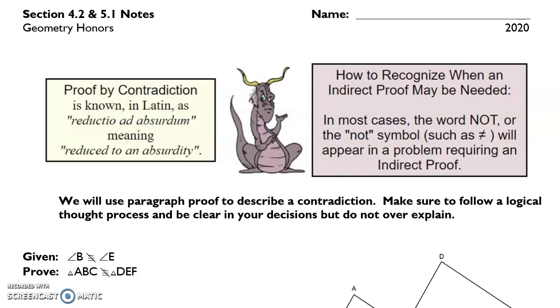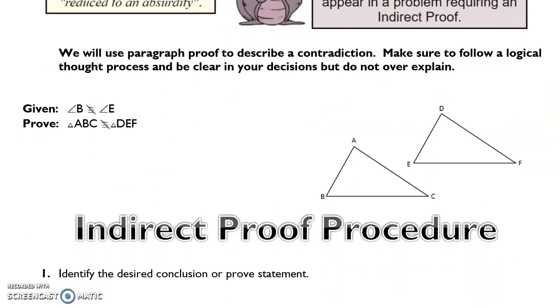As I mentioned, we're basically taking an argument and we're going to assume the opposite and prove that the opposite is absurd and we can't do it. And so that's the idea. In most cases, the word not or the symbol not or a not equal to, not congruent to is going to appear. That's your indication that you need to do an indirect proof. And so let's talk about the process of indirect proof.